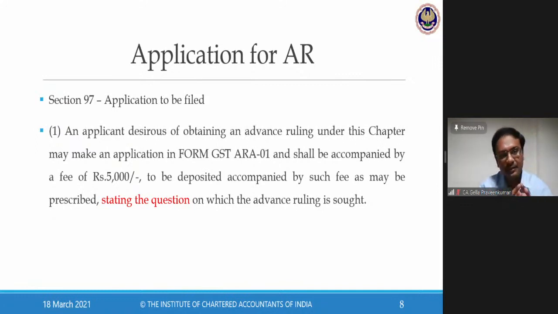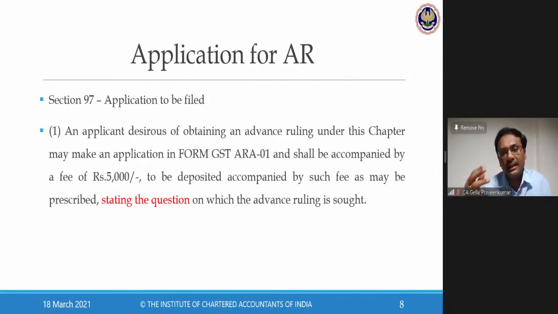So for this, how do we start? There's a simple application form called ARA01. Now, this particular application form asks for the basic information. Are you registered under GST? Yes or no? If you are registered under GST, what is the nature of business you're into? Now, what is the question? They ask you to frame a question: on what particular matter you want to get an affirmative answer with respect to the relevant GST provisions.